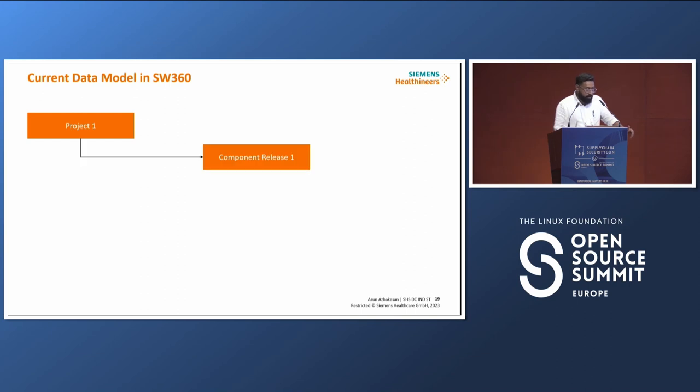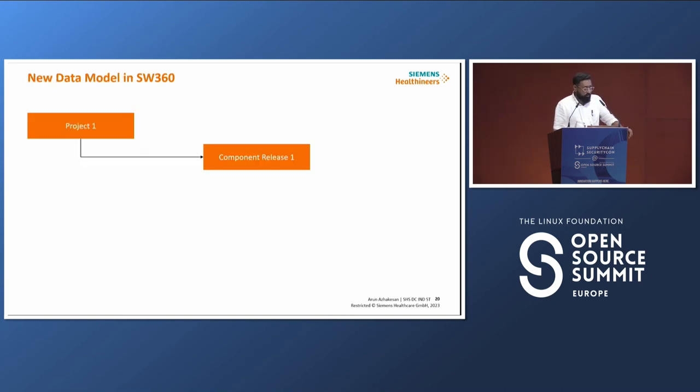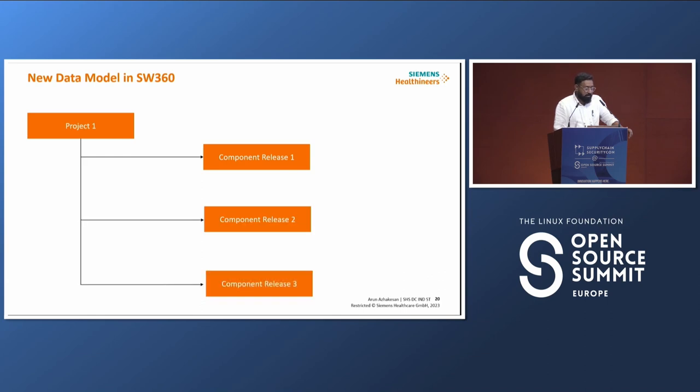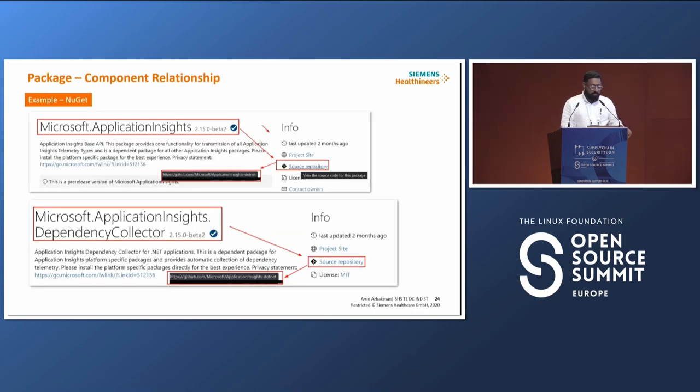In the current data model, as I explained, we have to link component releases at project level. But invisibly, there is also a corresponding component linked to each release. So in the new data model, what would differ is that, apart from the component releases and component, we have this new addition of packages.